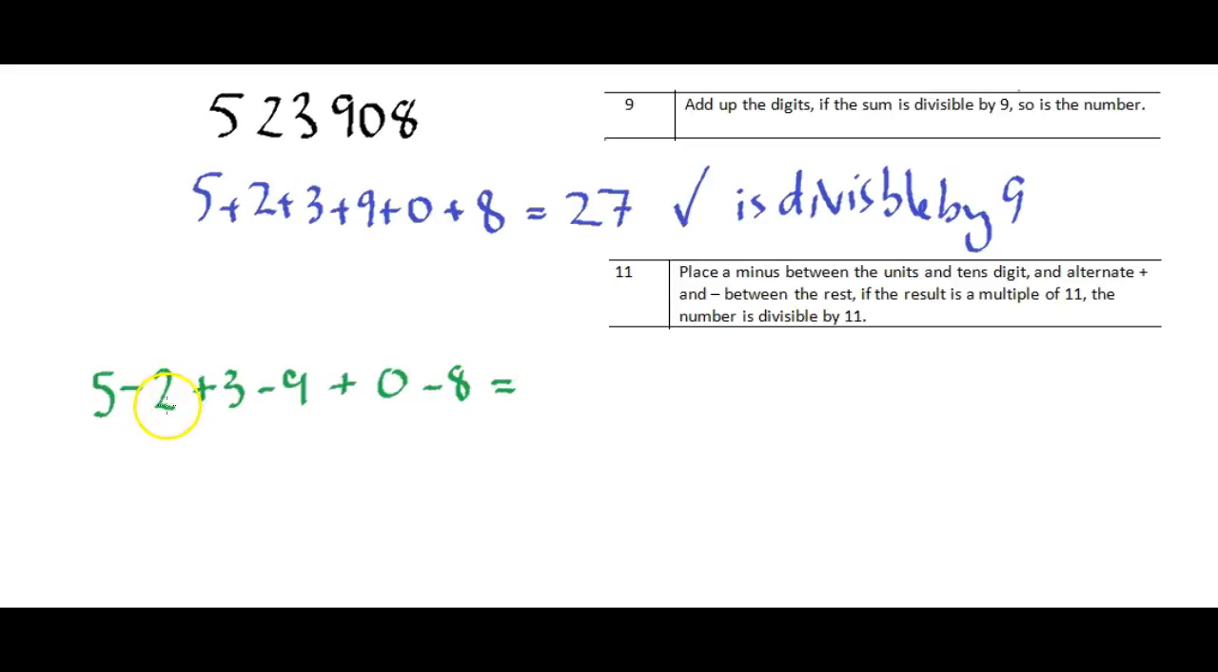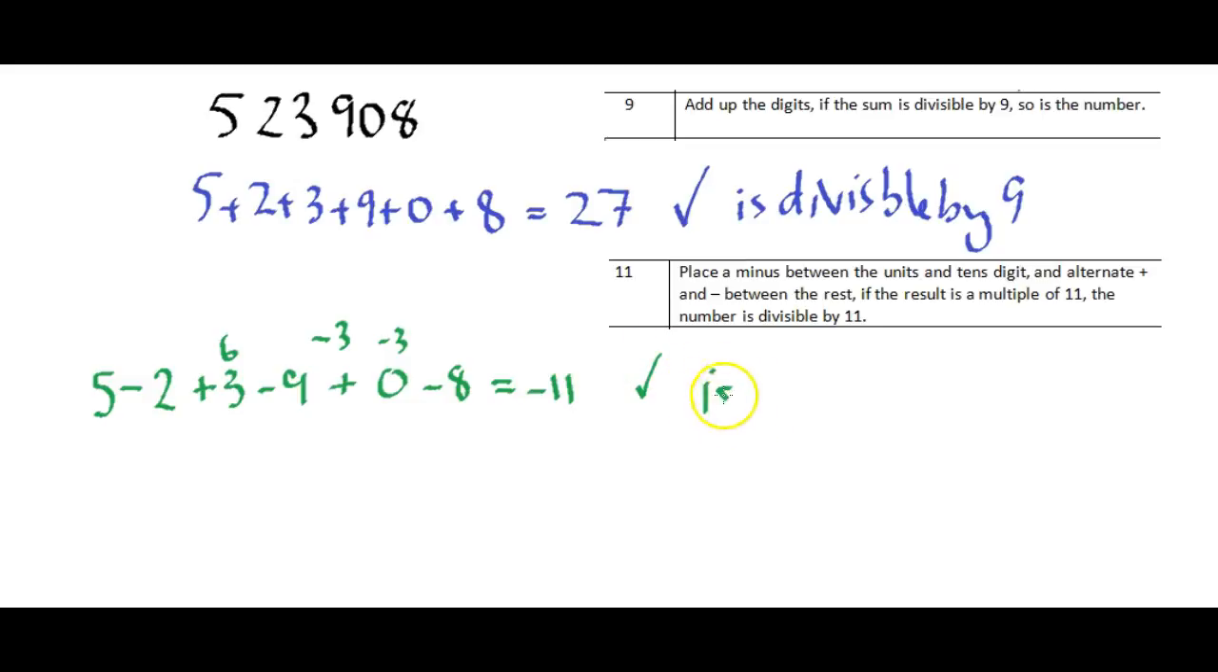Now 5 minus 2 is 3. 3 plus 3 is 6. 6 minus 9 is negative 3. Negative 3 plus 0 is negative 3. And negative 3 take away 8 is negative 11. Now, negative 11 is divisible by 11 because 11 goes in. We don't care whether it's a positive or negative. We just want to see if 11 goes in.